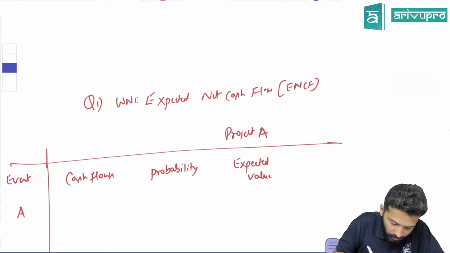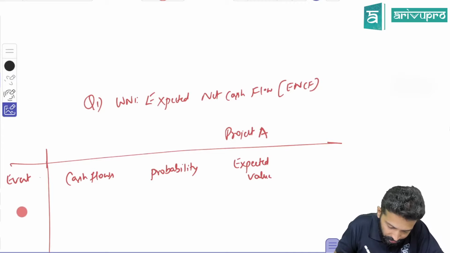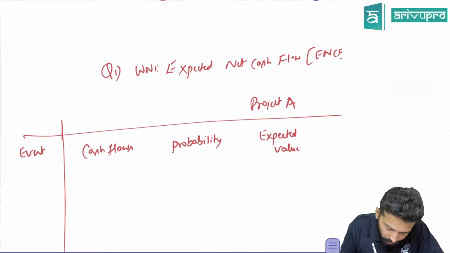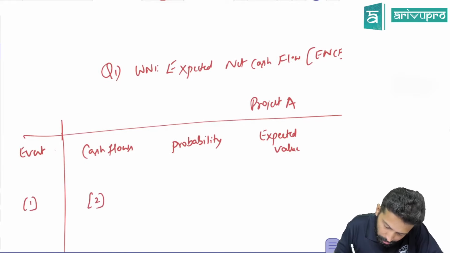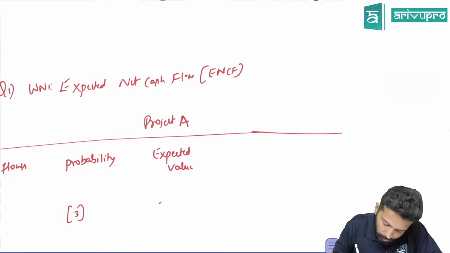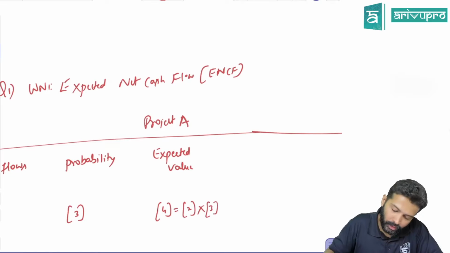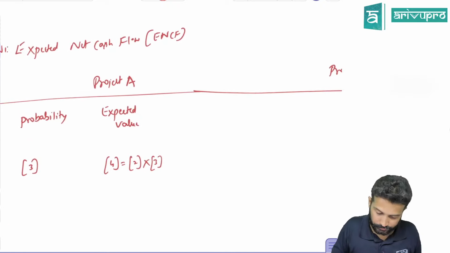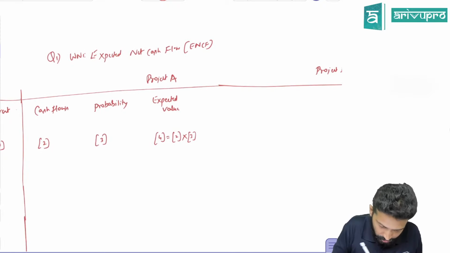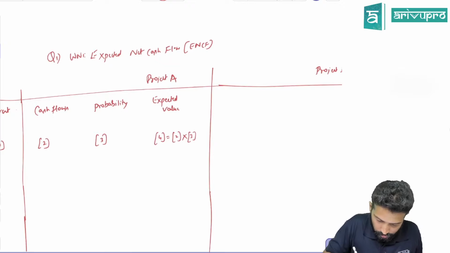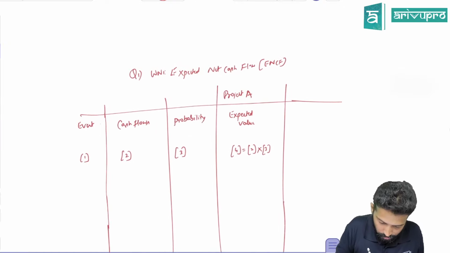Let me number them also, it'll become easier. This I'll call column number one. This is your column number two. This is your column number three. Expected value, column 4, is 2 multiplied by 3. I think these three are sufficient.